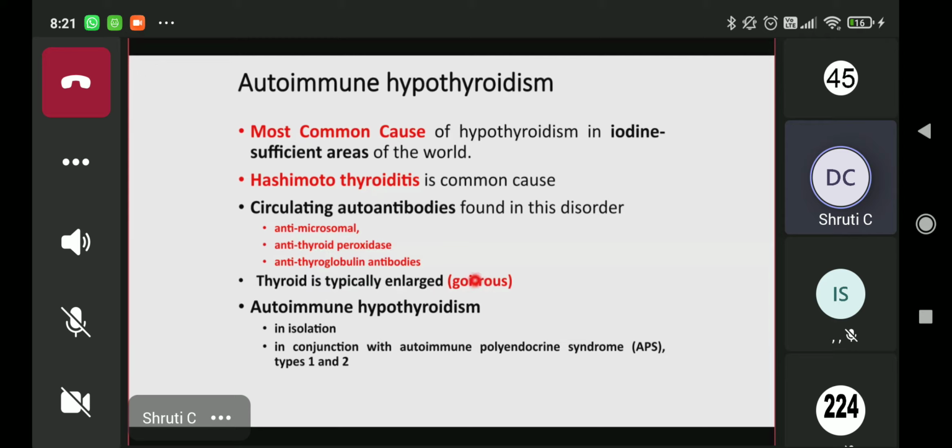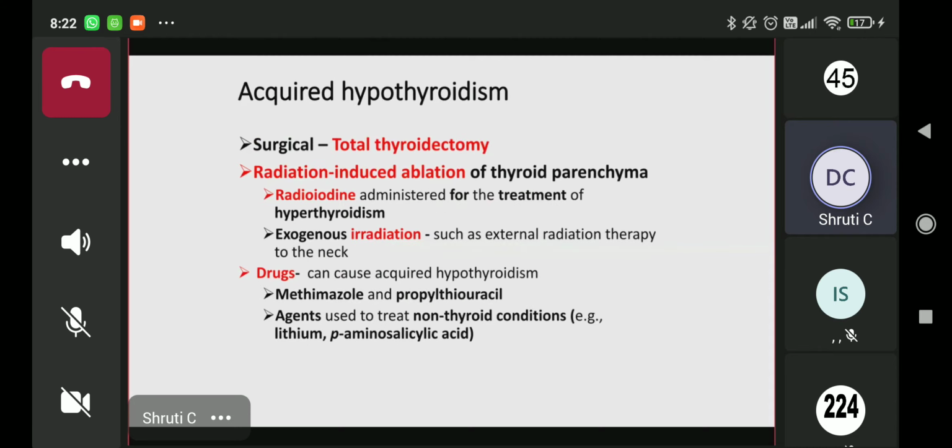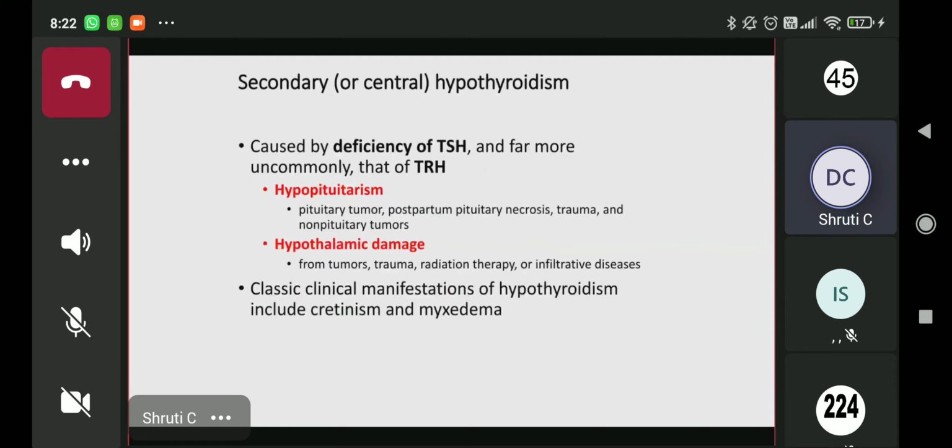Okay. Now, this autoimmune hypothyroidism may also occur in isolation. It may occur as a part of a syndrome. You don't have to go into detail, but there are autoimmune polyendocrine syndromes 1 and 2. So autoimmune hypothyroidism can be a part of that also, where other organs are also affected by autoimmune disorder. Okay, fine. And this is simple.